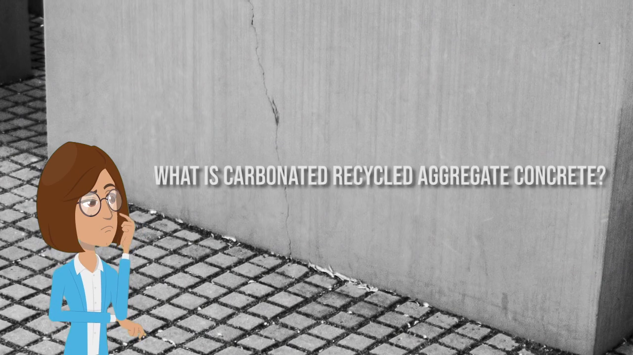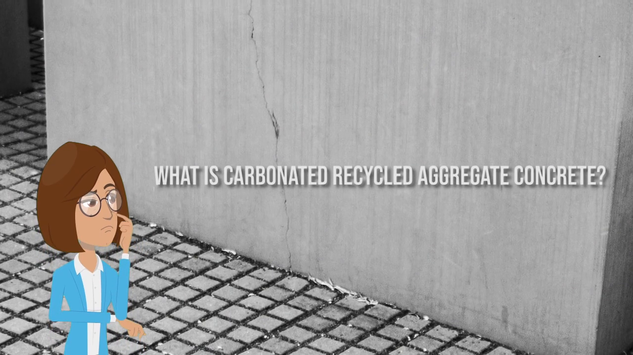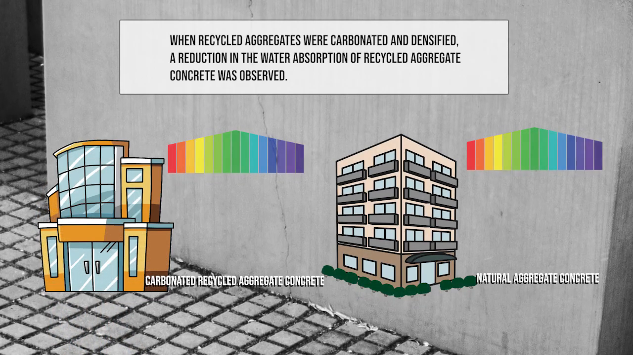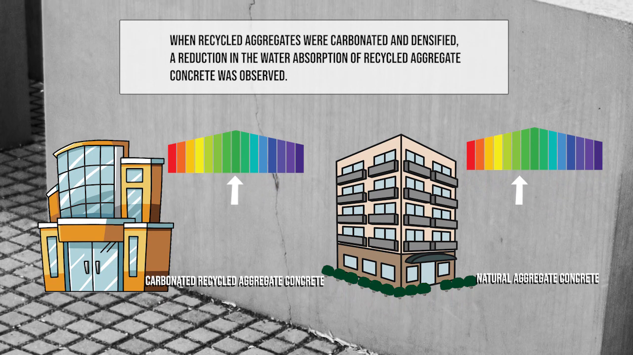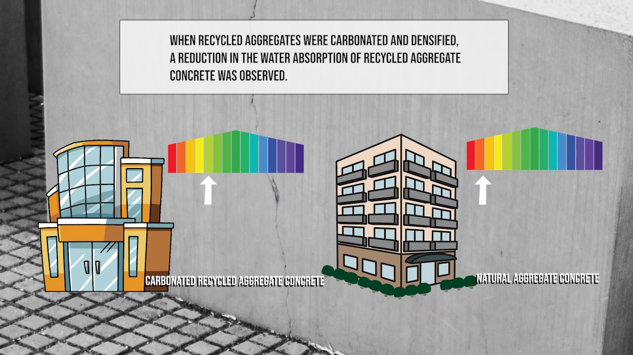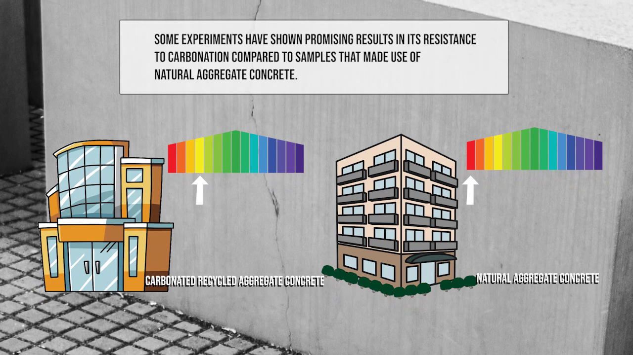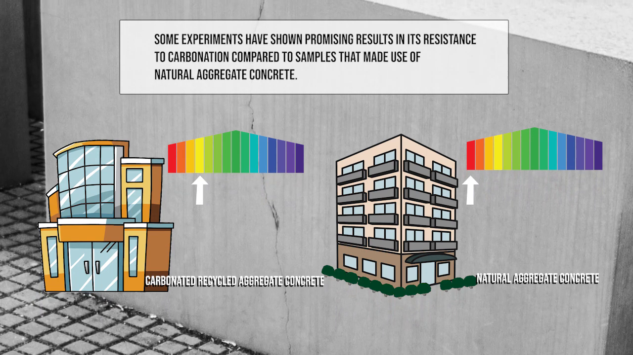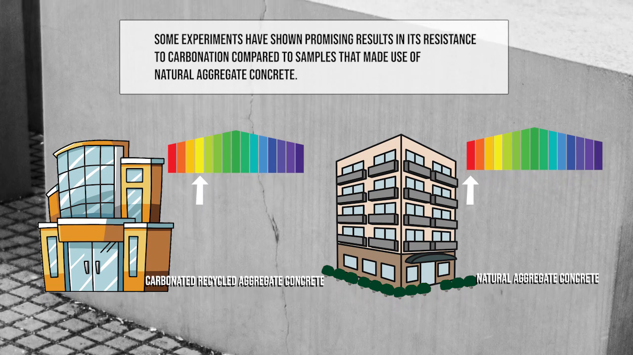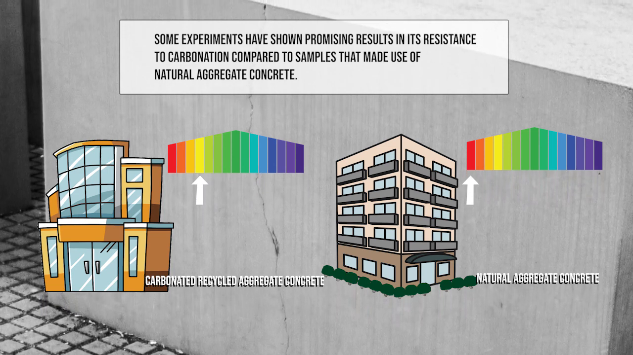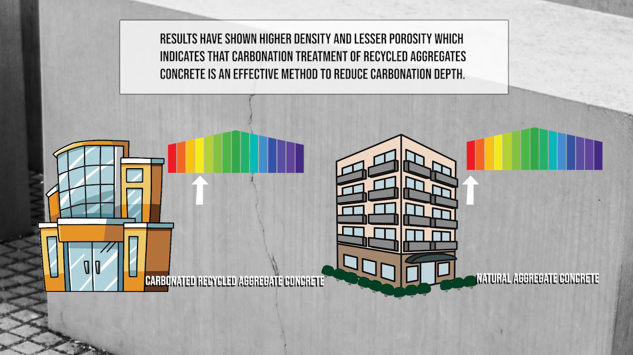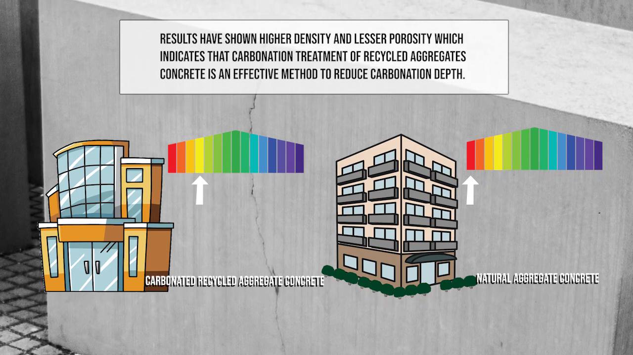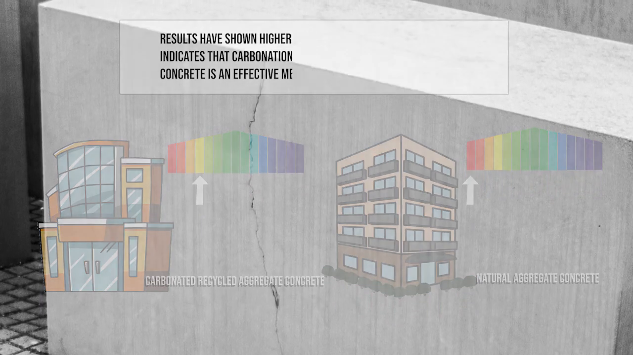What is carbonated recycled aggregate concrete? When recycled aggregates were carbonated and densified, a reduction in the water absorption of recycled aggregate concrete was observed. Some experiments have shown promising results in its resistance to carbonation compared to samples that made use of natural aggregate concrete. Results have shown higher density and lesser porosity, which indicates that carbonation treatment of recycled aggregate concrete is an effective method to reduce carbonation depth.